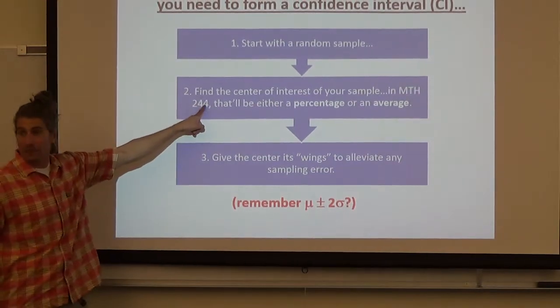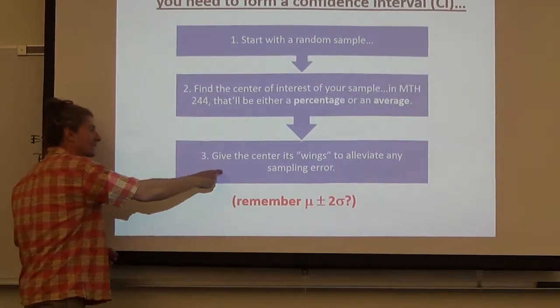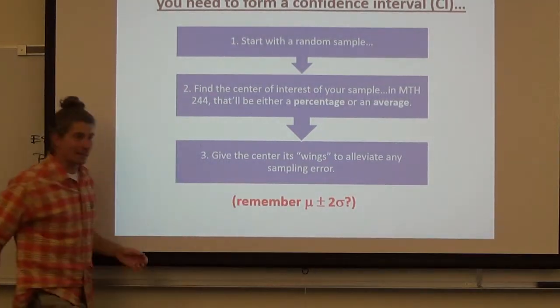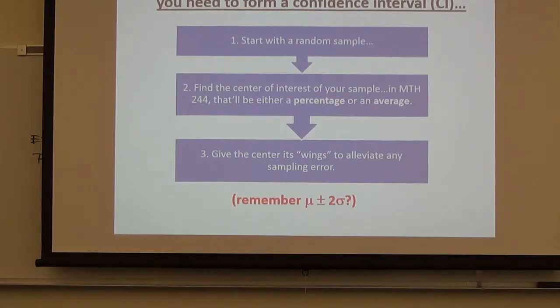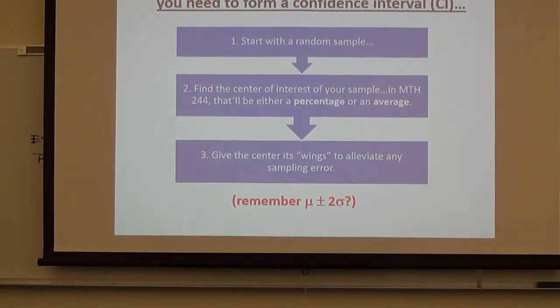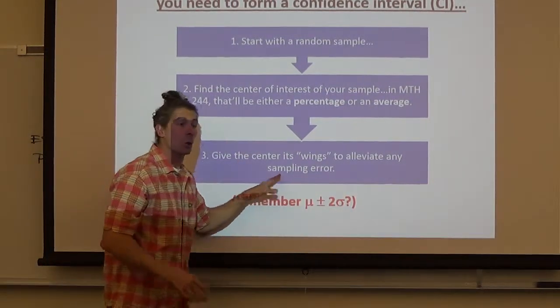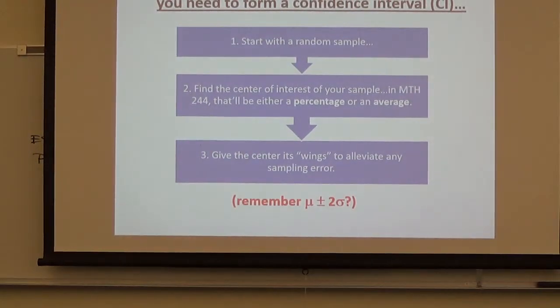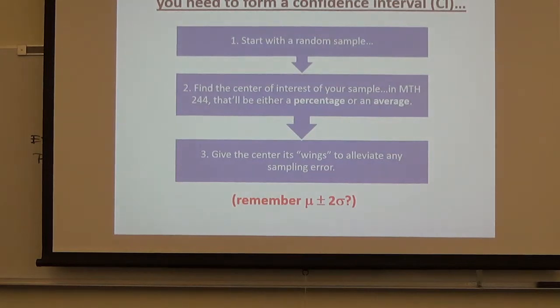So then you get to here. And last but not least, you have to slap the wings or the margin of error on to take care of that sampling error. We can't take care of non-sampling error. The data's out the window at that point. But we can take care, with a set level of confidence, of what's called sampling error. And that's just the normal fluctuations that happen in the sample. It's going to happen. It has to happen. It's just a function of the randomness of data.